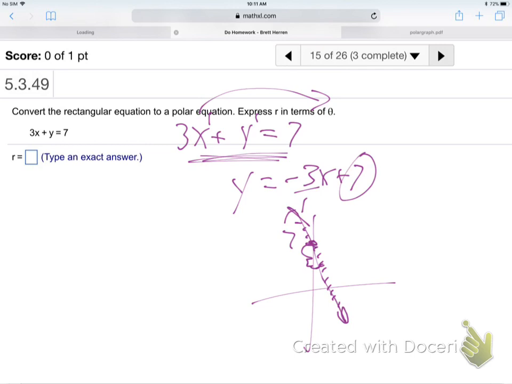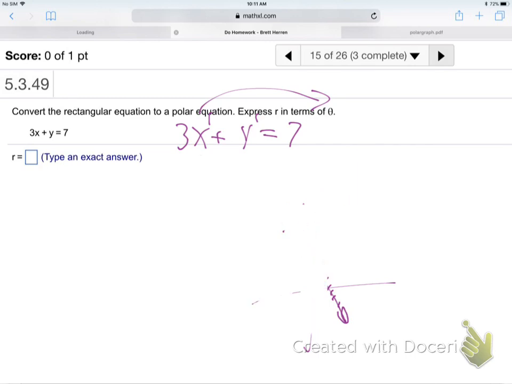Okay, having said that, they would now like me to come up with an r theta equation that produces the exact same picture. It's an equivalent equation. How do you do that? How do you convert a whole equation, not just a single dot? How do you convert a whole equation from xy to r theta?